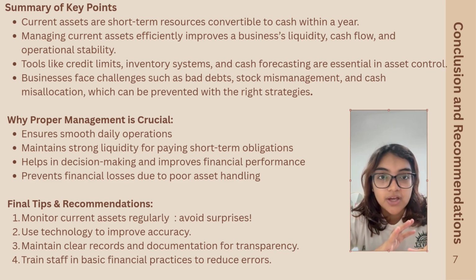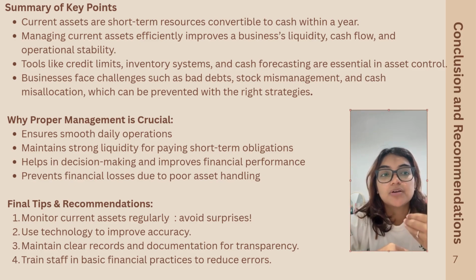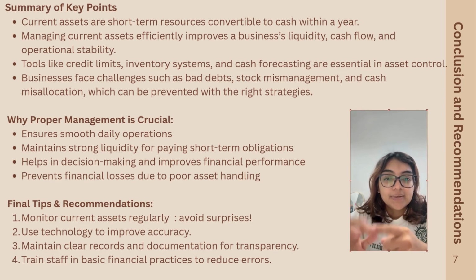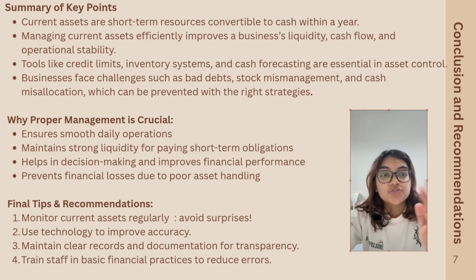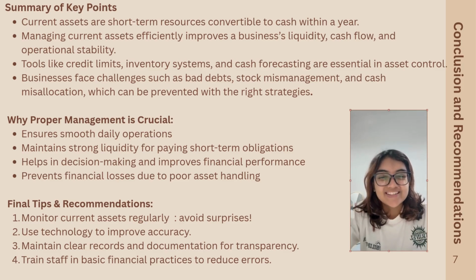So our final tips and recommendations are: monitor current assets regularly, because this helps avoid unexpected shortages or errors. Use technology. Accounting software improves accuracy and saves time, like SQL or AutoCount and even Million. Maintain proper records. Good documentation ensures transparency and is crucial for audits. And train staff in basic financial practices. Even non-finance staff should understand the basics to reduce errors and promote accountability. So in conclusion, managing current assets isn't just an accounting task, it's actually a business priority.